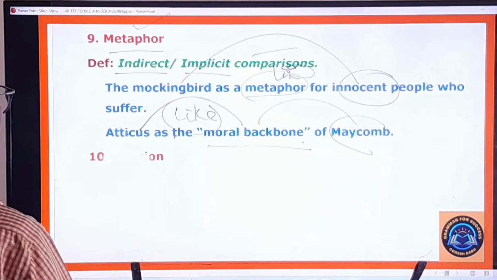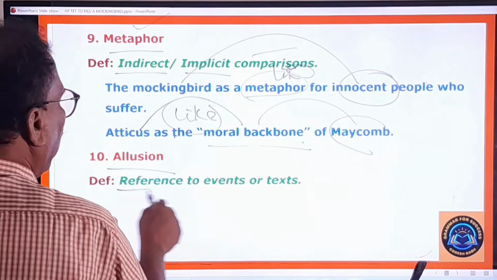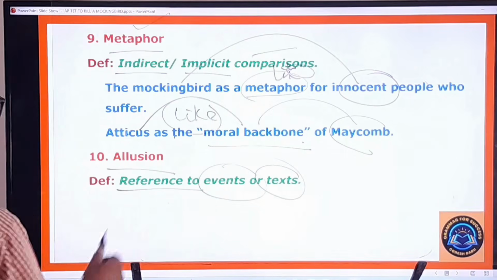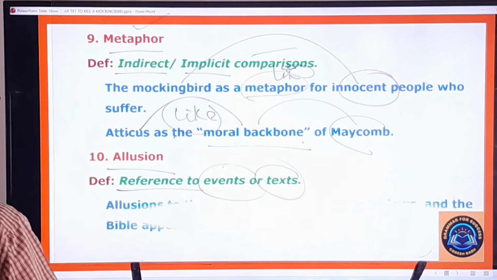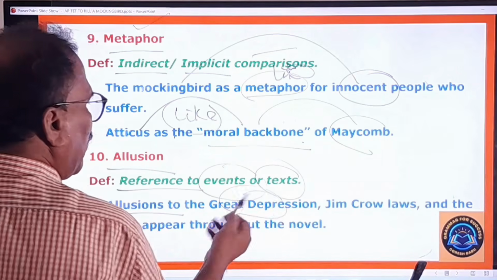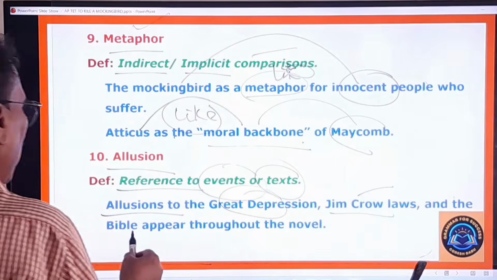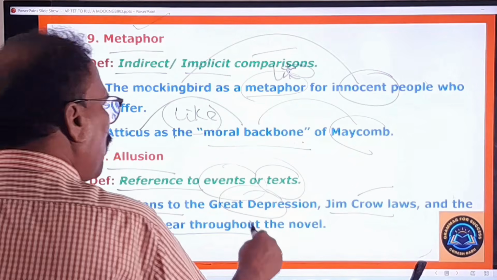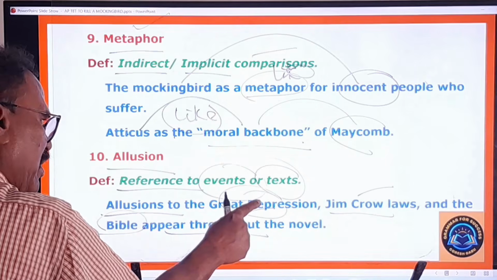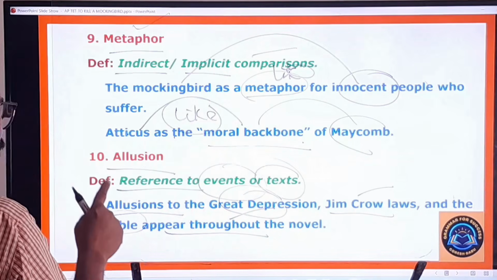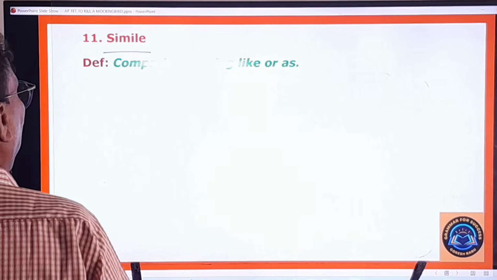And here you go to the 10th one. Allusion is there. Allusion means reference. What is that? Reference to events or texts. So in this novel you can come across several references to events or texts. What are they? Allusions to the Great Depression that took place in 1930, the Jim Crow laws, and the Bible appear throughout the novel. Throughout the novel, you can find the references to the Great Depression, to the Jim Crow laws, and to the Bible. 11th one, simile. Simile is the direct comparison.